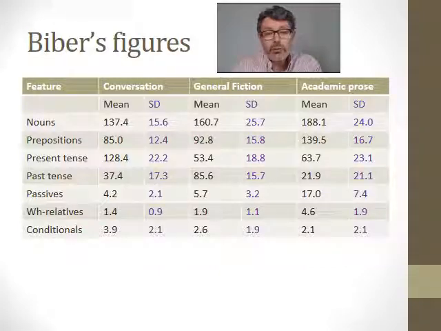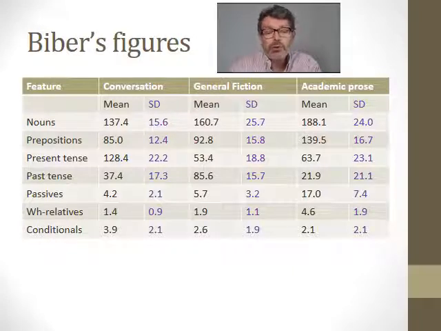Now, Biber follows this procedure with a set of texts in different registers from a balanced corpus and comes up with a set of benchmark figures for, say, conversation, general fiction, and academic prose. And so, for example, on the table in this slide, you can see that conversation has, on average, 137.4 nouns per 1,000 words, with a standard deviation of 15.6.